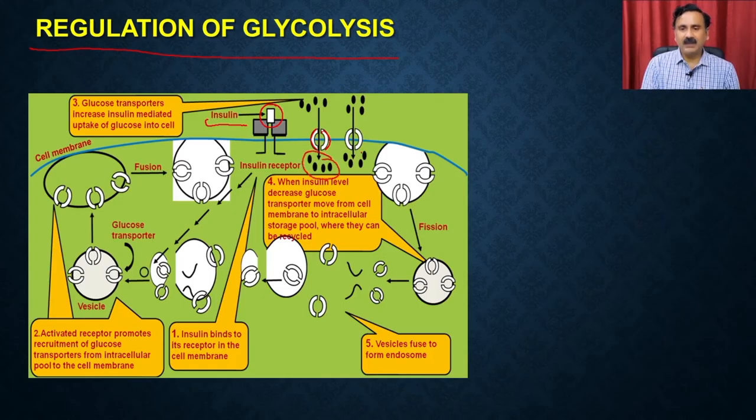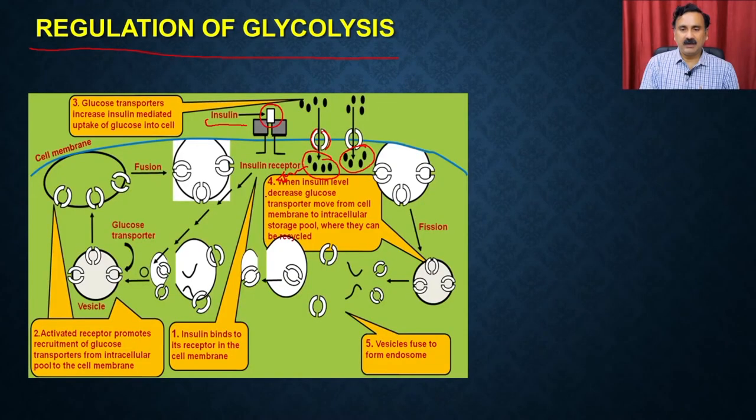Now, as soon as there is an increase in glucose level, there will be insulin production, and that insulin will bind to the insulin receptor, and as a result, there will be a transport of glucose. Once the transport of glucose is happening, this glucose is going to be committed, or it is going to increase the rate of glycolysis.